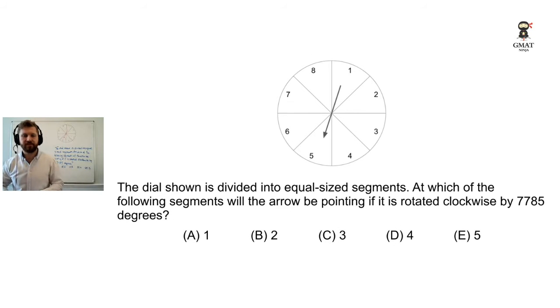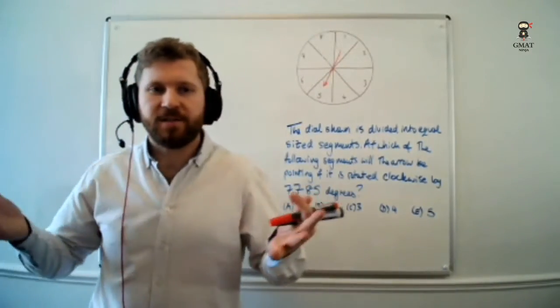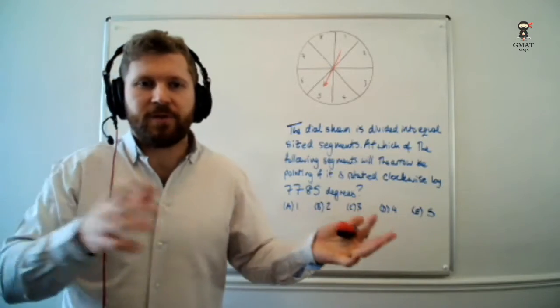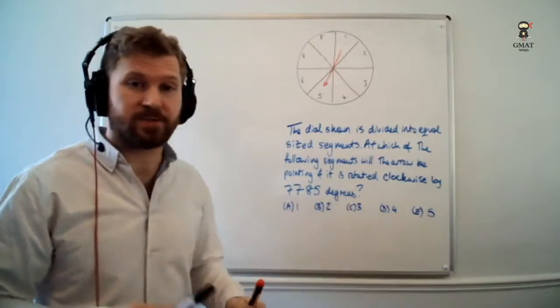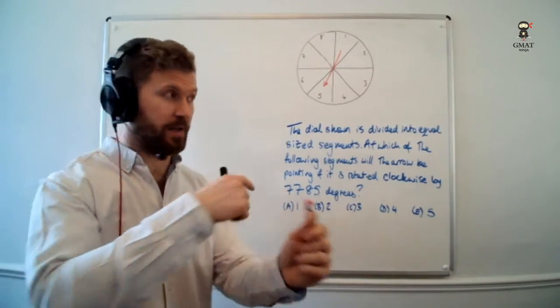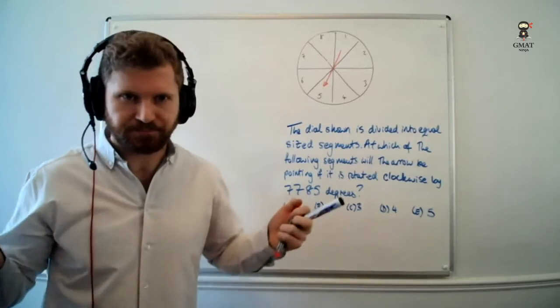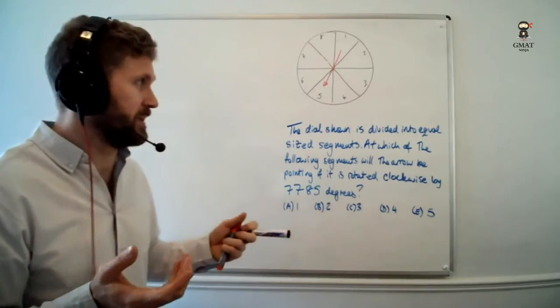Okay, I hope you've had enough time to look at this one. If not, now's your chance to pause it before we take it away and take a closer look at it together. All right, so this is another one that's towards the easier end of the difficulty scale. If you spot the pattern, you're going to be through this one very quickly. But if you don't, then it's going to be a big challenge to just sit and try and rotate this dial around 7,785 degrees. So let's see if we can find a way of doing this one a little bit more quickly.